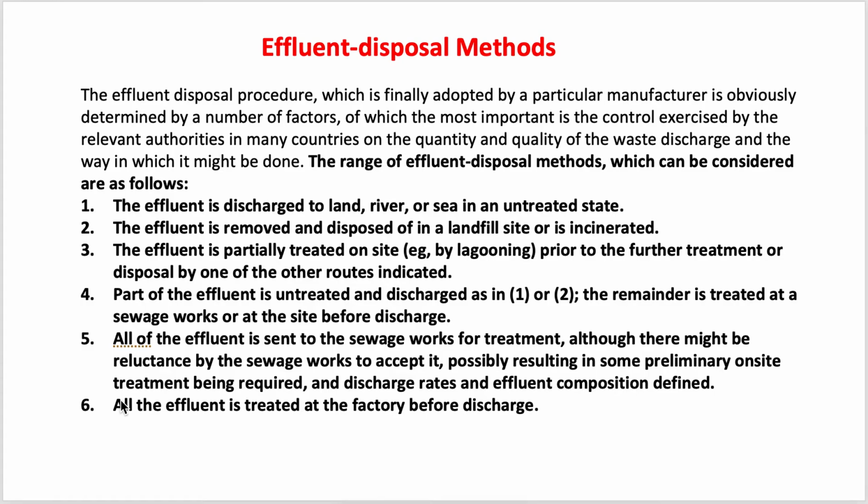For example, what kind of waste it is, whether the waste contains toxins like heavy metals, or too many organic compounds. So these factors, and also the regulations and guidelines of that country. Based on those, the industry decides by which way they are going to discharge or dispose of their effluent.